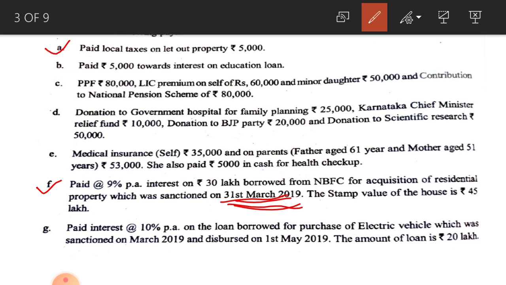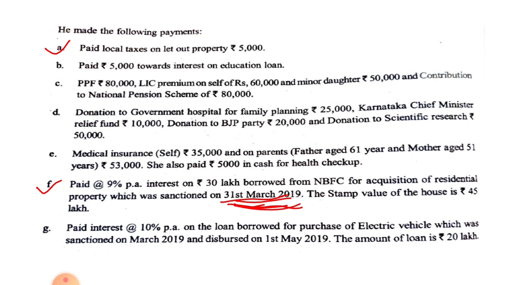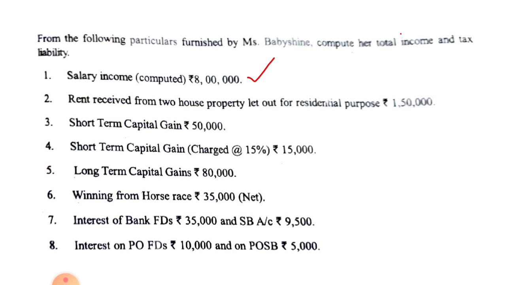In that problem, loan amount was sanctioned after 1st April 2019. That is why further deduction was available for the interest on loan. But in this problem, the loan is sanctioned before 1st April 2019. So, under section 24, only 2 lakh rupees is available for deduction, that is relating to house property income. Let us solve the problem. At that time, you will come to know that point.